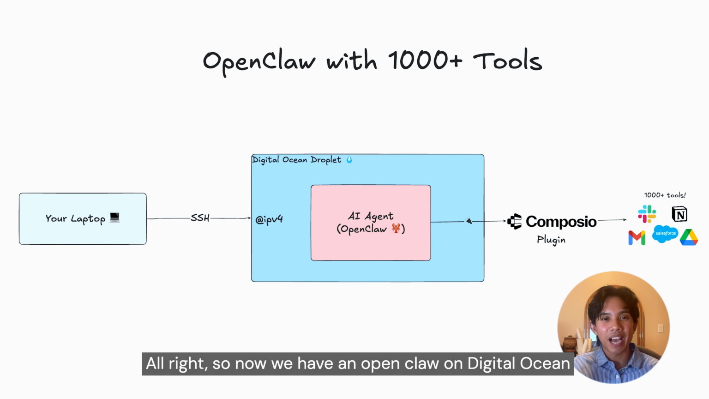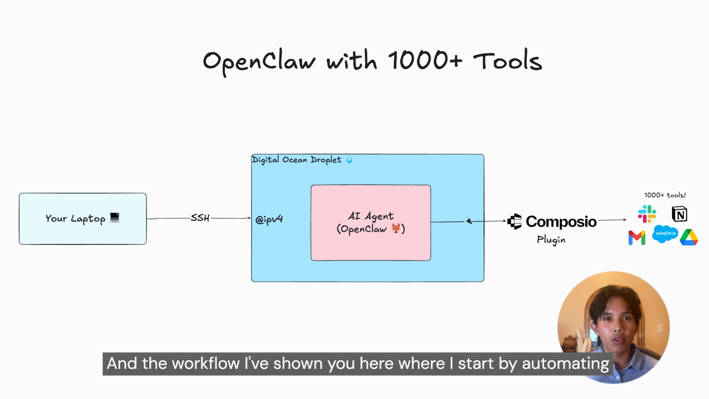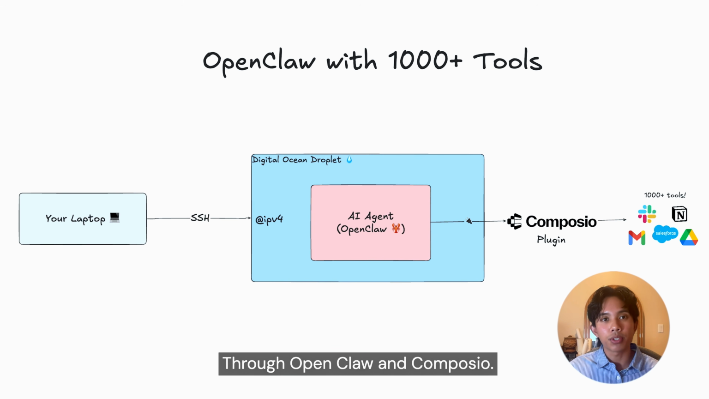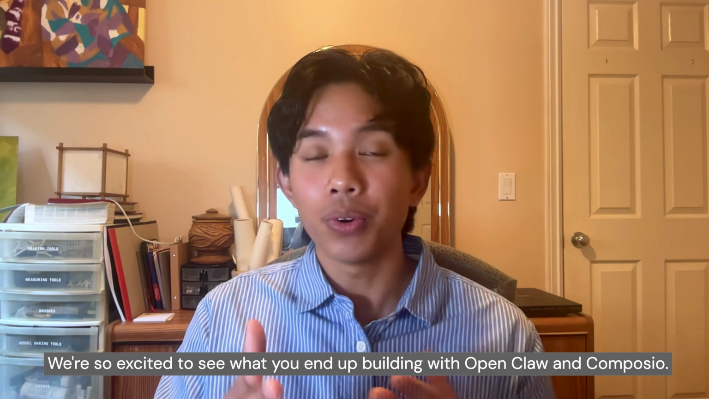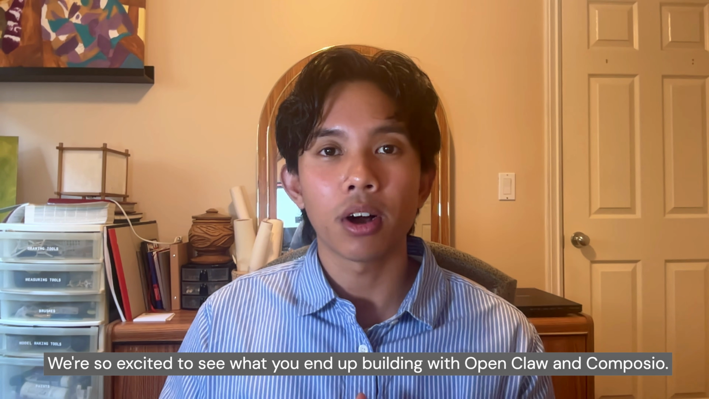All right, so now we have an OpenClaw on DigitalOcean that we can directly access from our personal computer. And the workflow I've shown you here, where I start by automating a small task and then ask OpenClaw to run it on a periodic basis, is how I've managed to automate large parts of my business through OpenClaw and Composio. We're so excited to see what you end up building with OpenClaw and Composio.